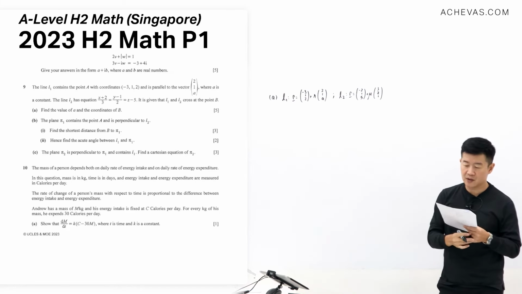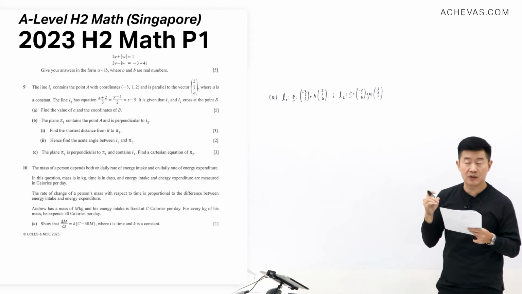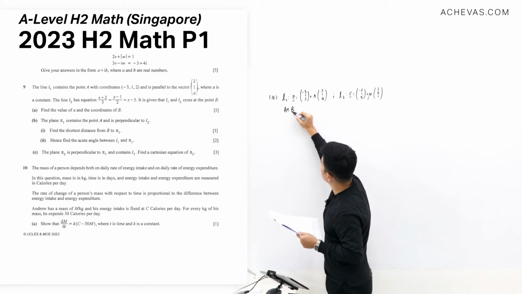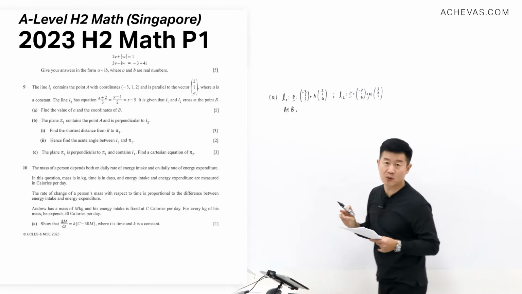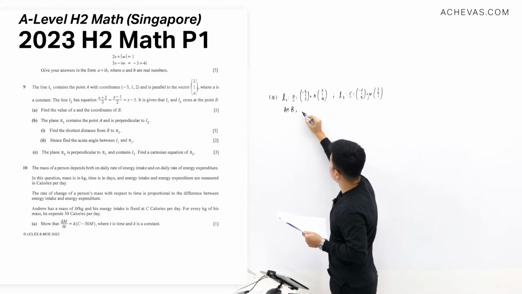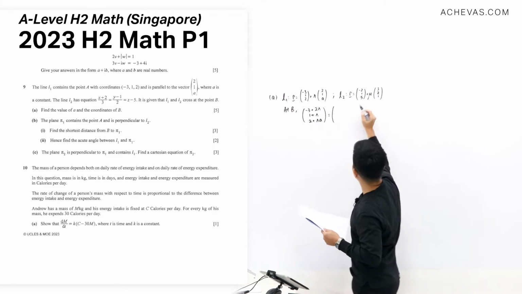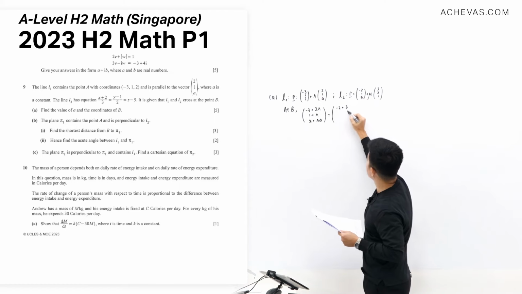Let's try to work on part A to find the values of A and B, when we are given that L1 and L2 are going to be intersecting at point B. If they were to be intersecting, that means at point B, this can be equated to this. So at point B, if I were to equate this to this, I am going to write it as minus 3 plus 2 lambda, then 1 plus lambda, then 2 plus lambda A, is going to be equal to minus 2 plus 3 mu, 1 plus 2 mu, and 5 plus mu.